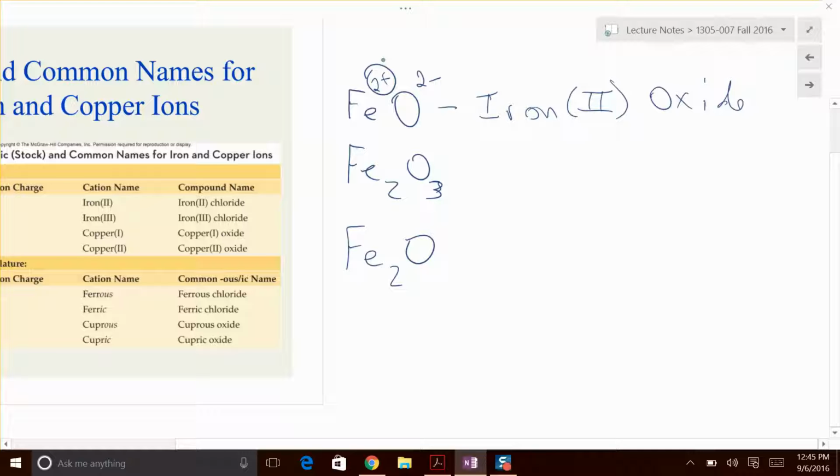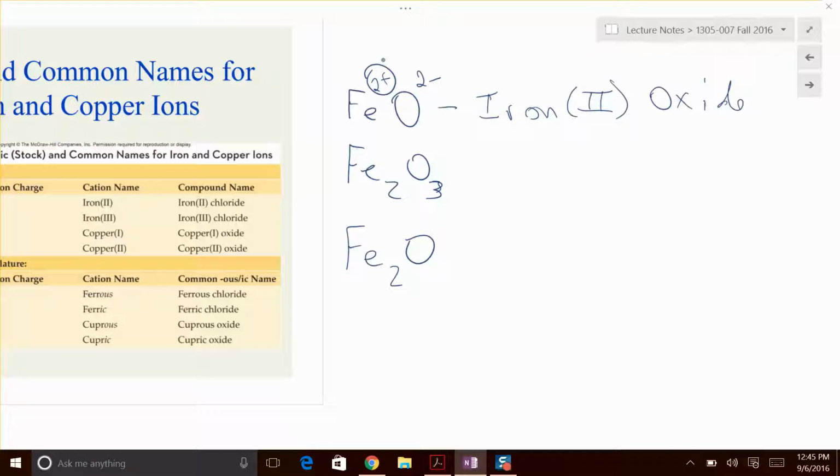Okay, what I want to know is what is the charge of this iron, because these are all called iron oxide. But I have to state the charge of the iron. What is the charge of the iron on this one? Iron 3. How do you know?